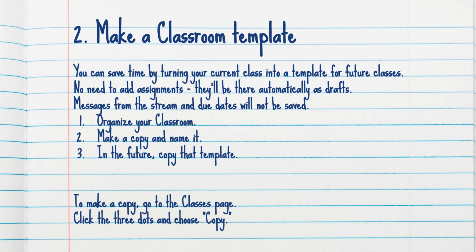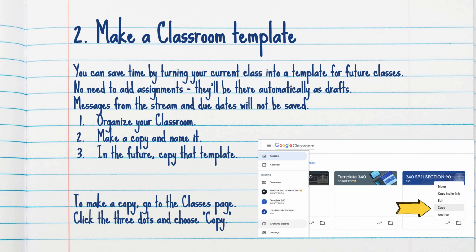To do that, you need to organize your classroom, make sure it is like you want it to be copied. Make a copy of it and name it something that's quite obvious to you so you can find it easily. And in the future, you can just copy that template for your next classes. So to make a copy, you need to go to the classes page and click on the three dots and choose copy. When you do that, it'll bring up a menu that will let you rename that classroom.